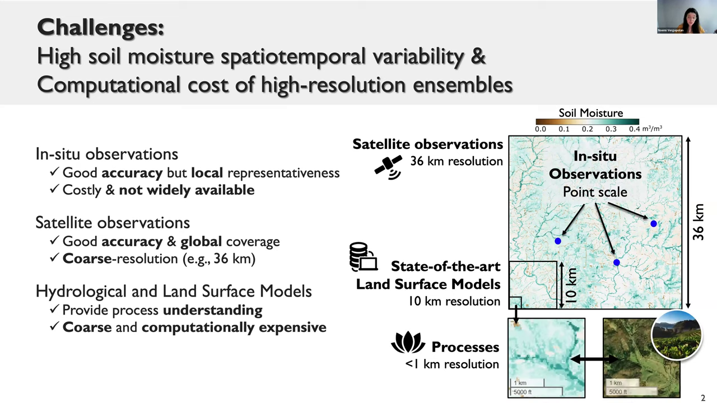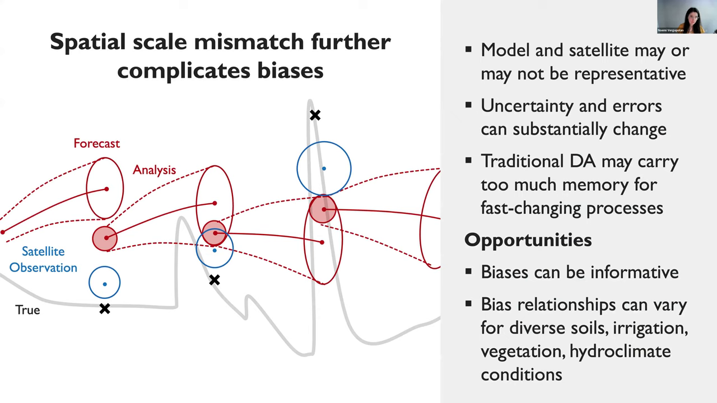But at the end, the processes that we care about, and many of the applications we need soil moisture for, happen at the sub-kilometer scales, right? So there is a huge spatial scale mismatch right now between the scales at which we observe this process, the scales at which we can model it, and the scale at which the process actually happens, right? And this spatial scale mismatch further complicates biases, right?